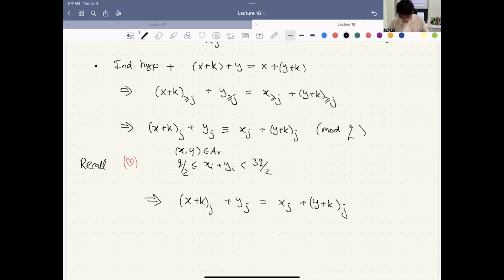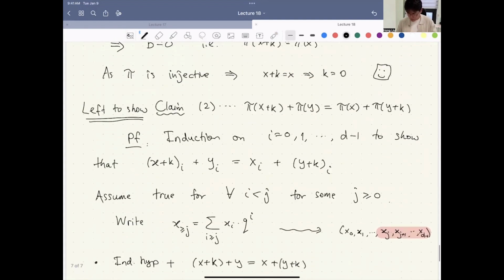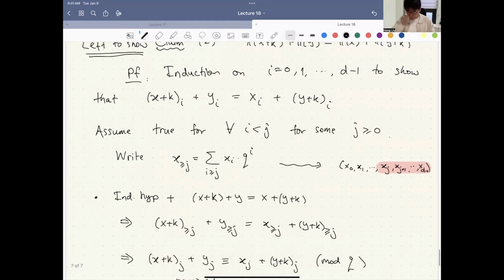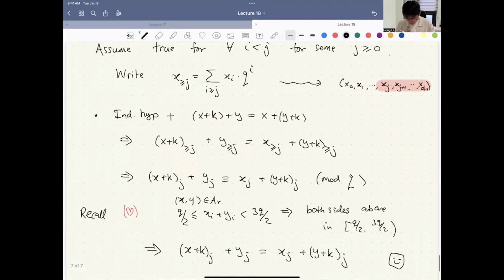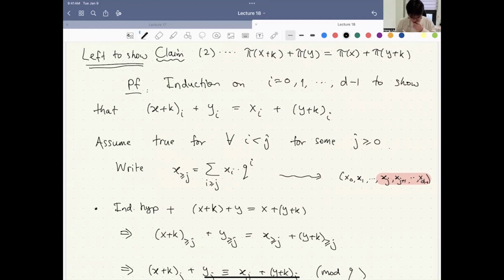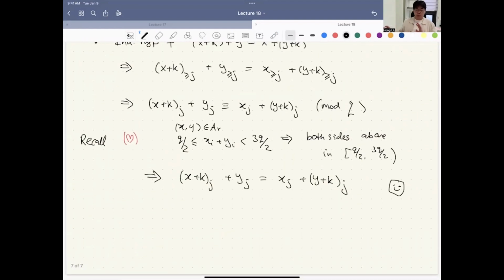So this implies both sides are in q over 2, 3q over 2. Okay. That's it. That finishes the induction. Any question? Looks like a lot, though actually not many calculations, but let me draw some picture to compare this proof with Behrend's proof.